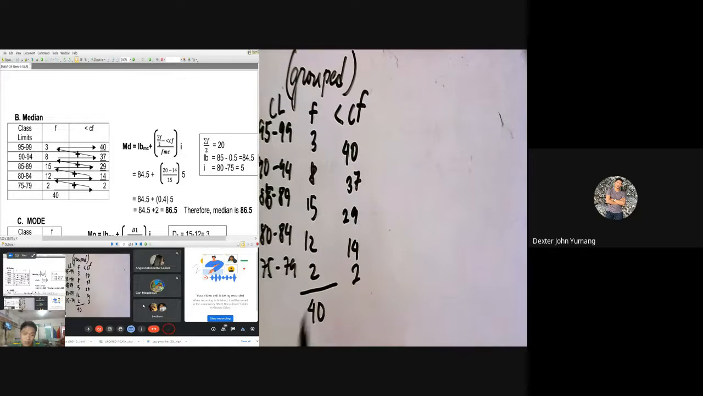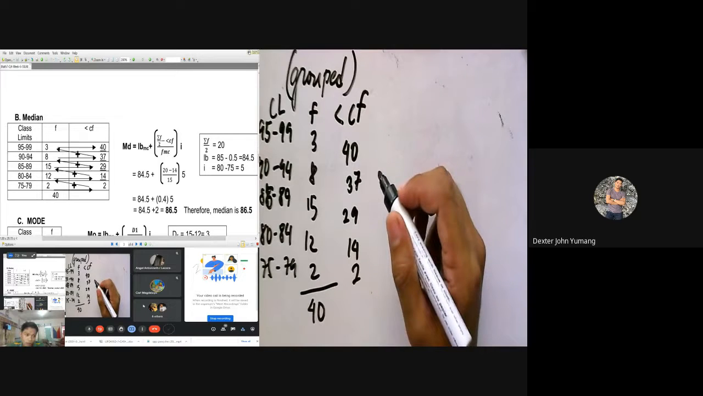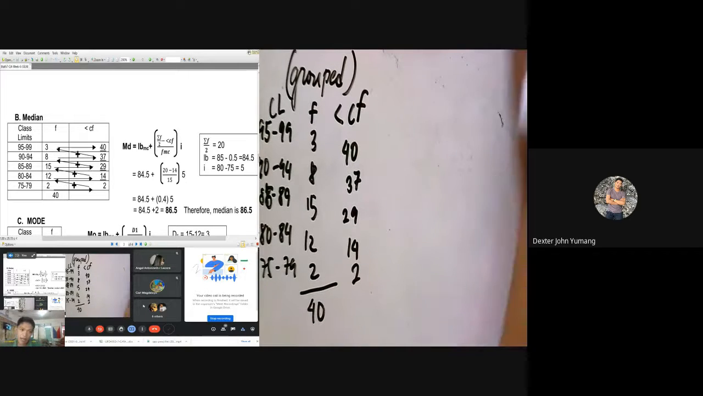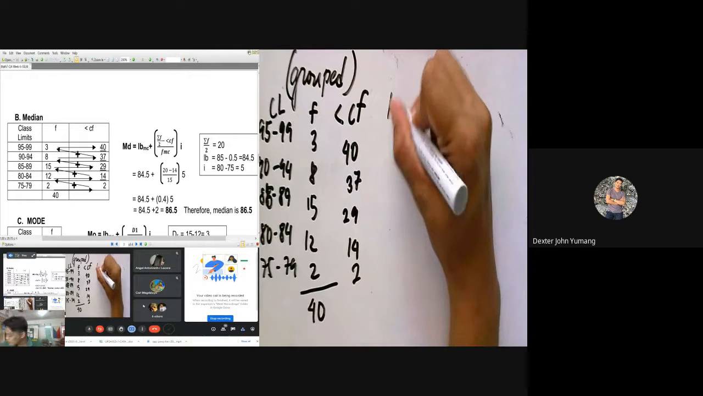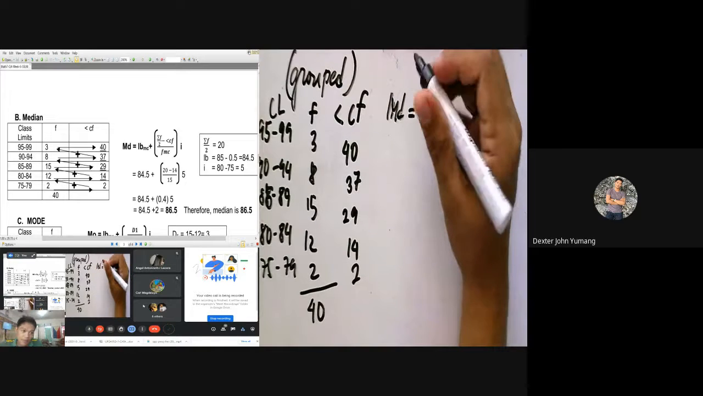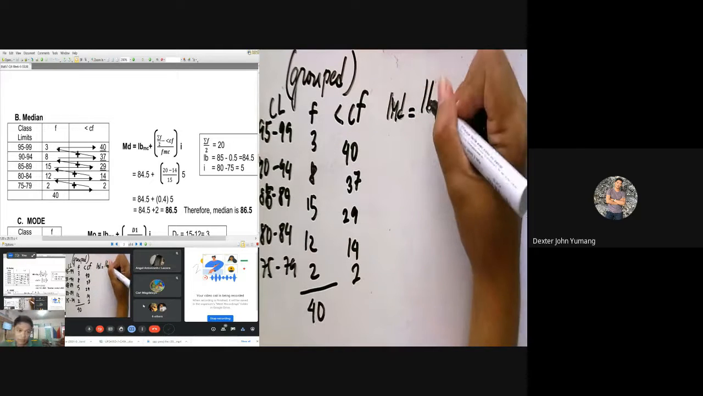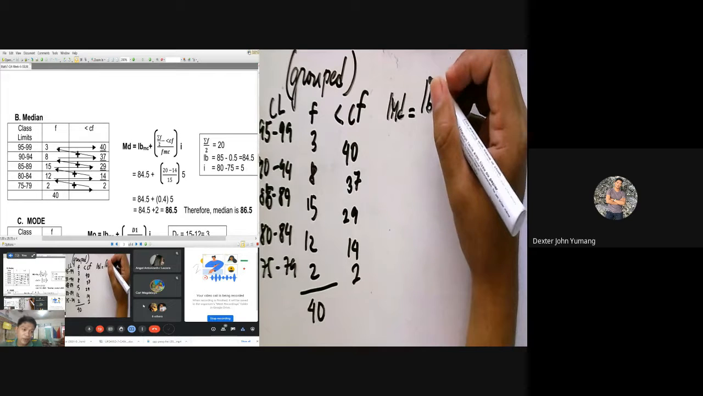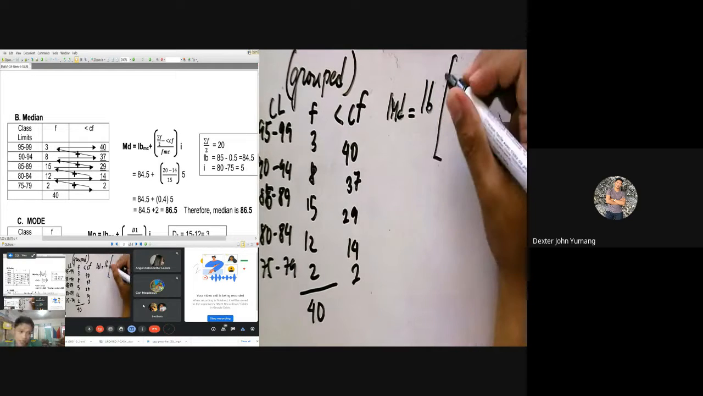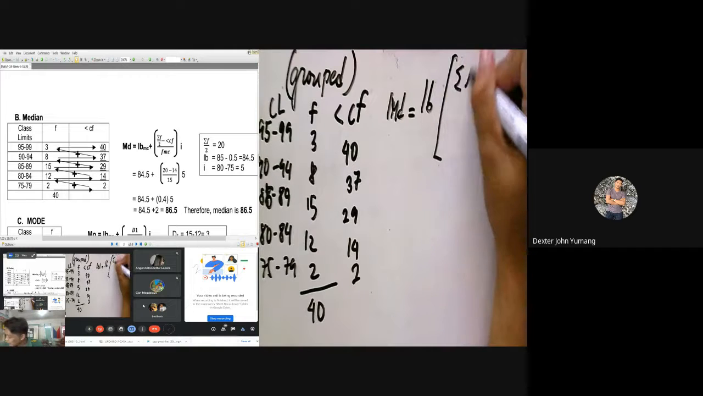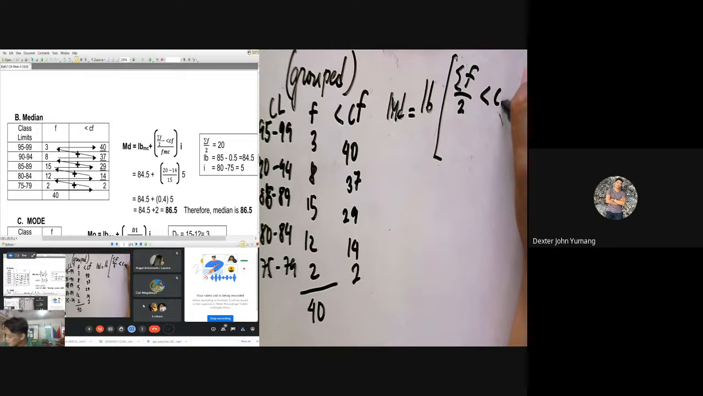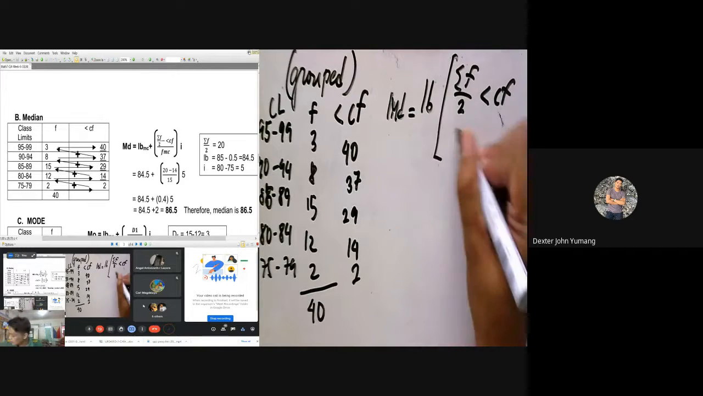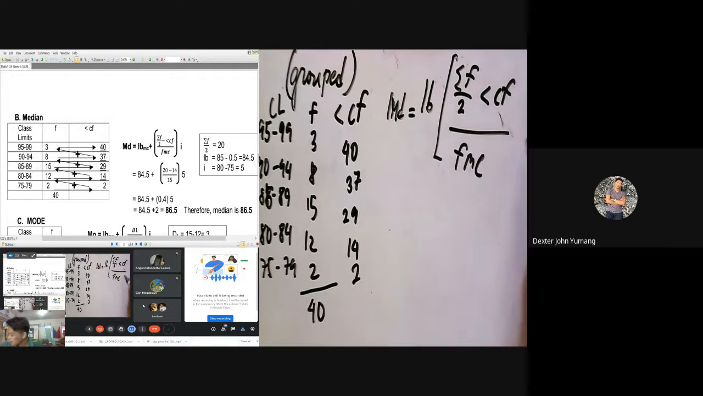That is now the step 1. We are going to make the table. Okay. Now, we have to make sure that ang formula natin is accurate. So the formula is like this. The middle score, or MD, middle score is equals to LB. Ano po itong LB? That is the lower boundary. So multiply nyo siya sa the sum of F divided by 2 times before the CF. Tapos, divided by FMC.